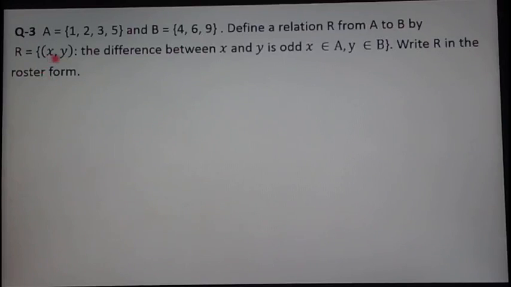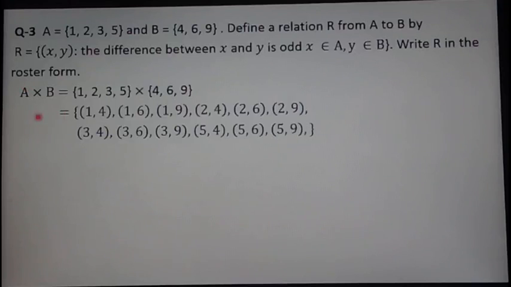Let us see question number 3. A equals {1, 2, 3, 5}, B equals {4, 6, 9}. Define a relation R from A to B by R equal to (x, y) such that the difference between x and y is odd, where x belongs to A and y belongs to B. Write R in the roster form.